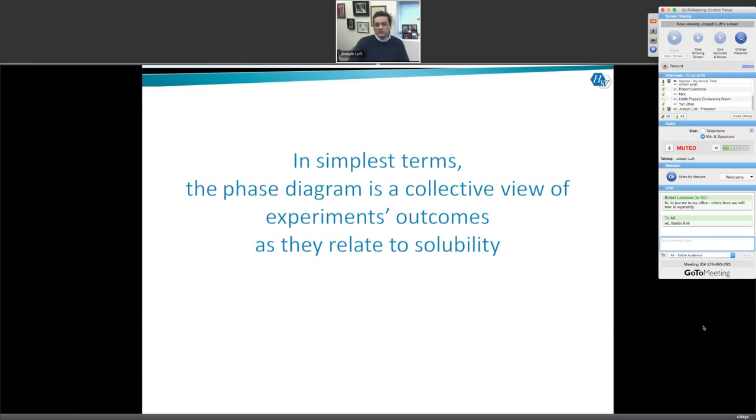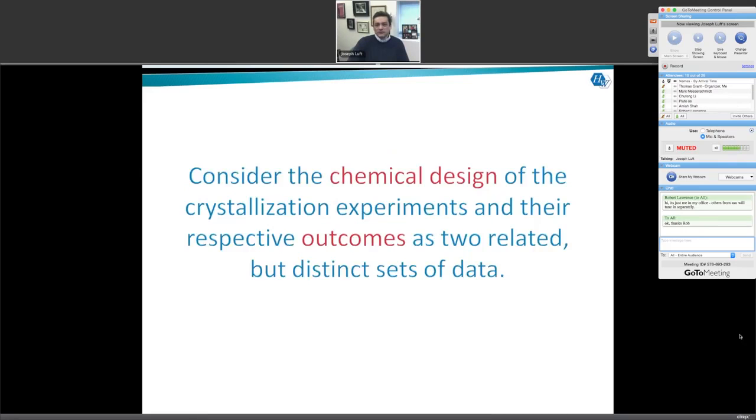And so, in simplest terms, the phase diagram is just a collective view of the experiment's outcomes and how they relate to the solubility of the protein. Okay. Now I'm going to step back a little and use a simple concept to help relay the chemical design of the experiments here.